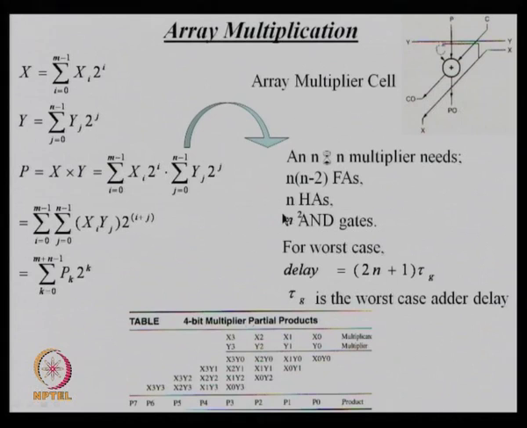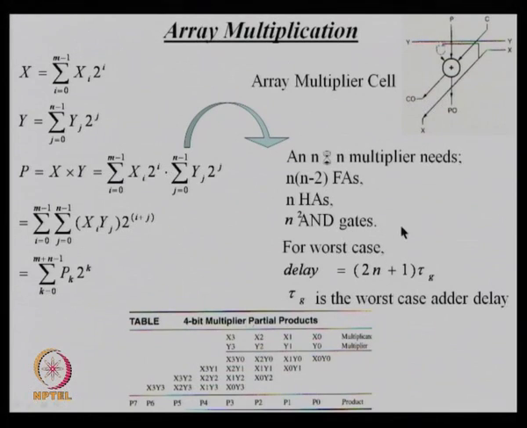continue. So, if you look at it, for the first one where you received the first x and y, you do not have any carry to generate. So, in those places where that happens, you do not need a full adder, you may need a half adder. Please remember a half adder is less hardware intensive, has fewer gates, and is also relatively faster. So, you need n into n minus 2 full adders, n half adders, and obviously n square AND gates to create all the partial products.